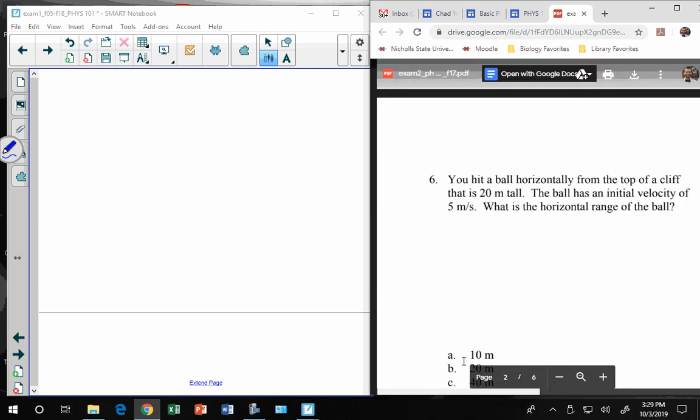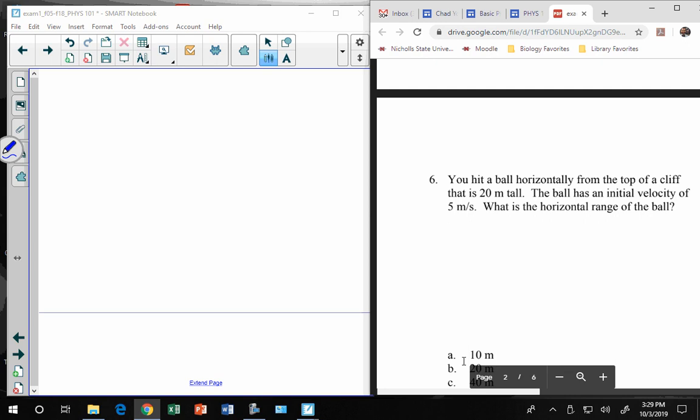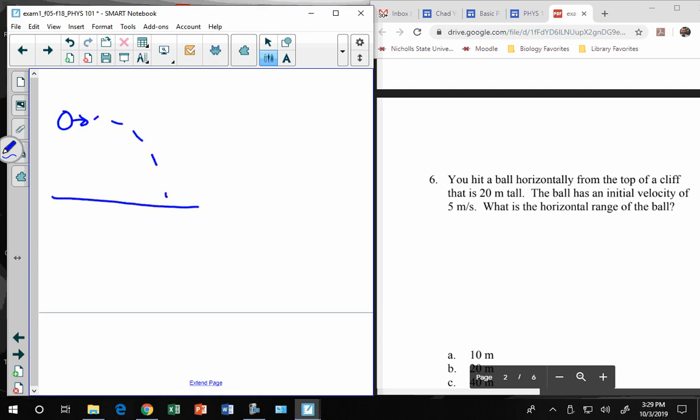You hit a ball horizontally from a cliff that's 20 meters tall. A picture always helps me. I don't know about y'all, but it always helps me. This distance is 20 meters. That means that y is equal to negative 20. If you don't recognize that right at the beginning, it'll come up because you'll be taking the square root of a negative number, and you're like, oh, what's wrong?